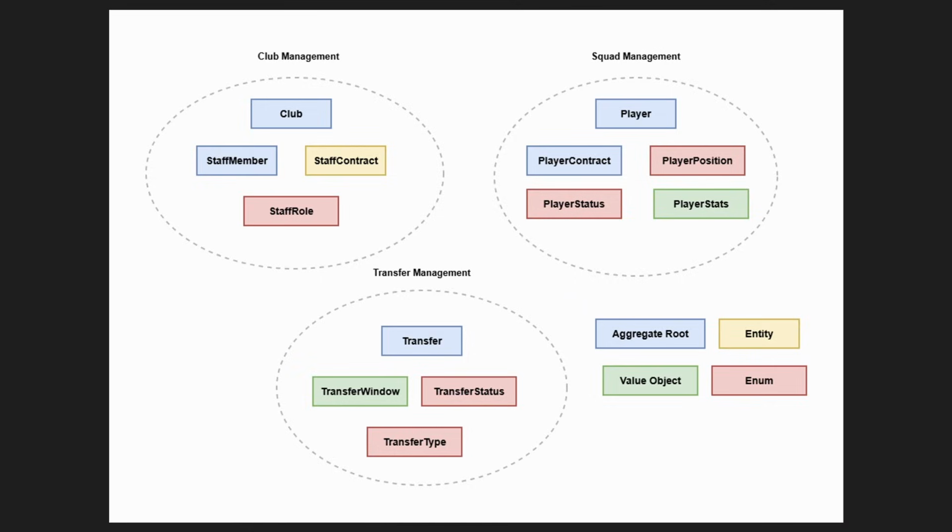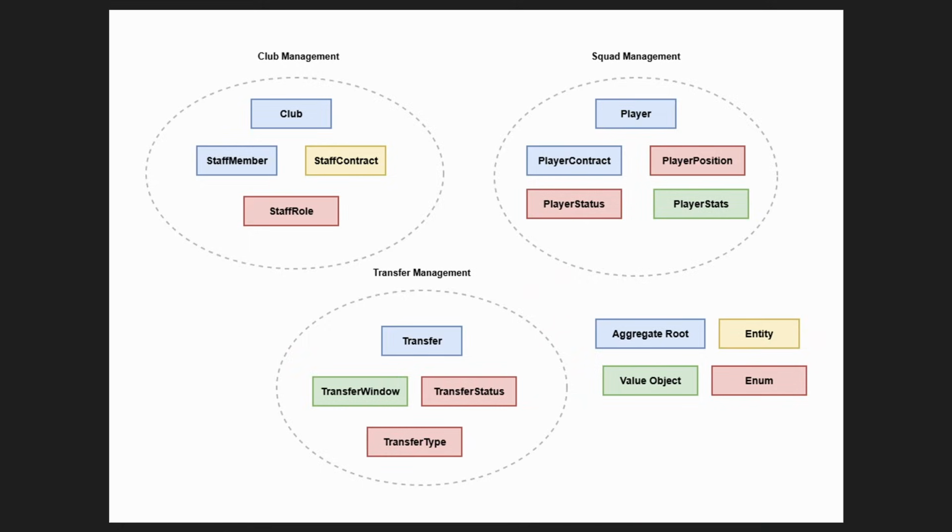An aggregate root is the main entry point of a business concept. For example, in our domain model, the club, the player, and the transfer are the aggregates. These are the top-level objects available in these bounded contexts. And if you want to change something inside the bounded context, you must go through the aggregate root. You cannot directly modify the internal objects without going through the aggregate root.